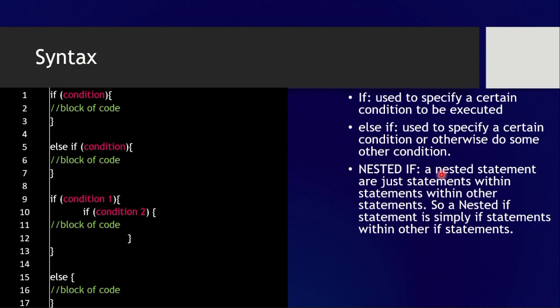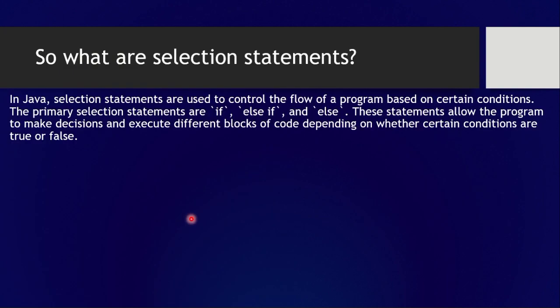Nested if is a nested statement. These are just statements within other statements. So notice that a nested if statement has got this encapsulation here, and within this encapsulated code, we have this if statement, and then we also have an encapsulated code, and it will go on for as long as you want. I'll give you examples later on. But then else statement just says, okay, just do something else. Basic, right?